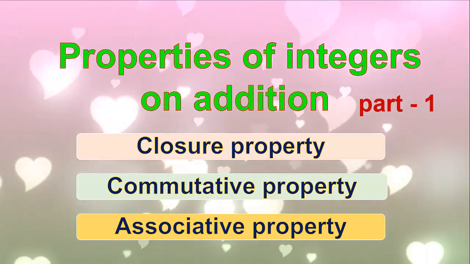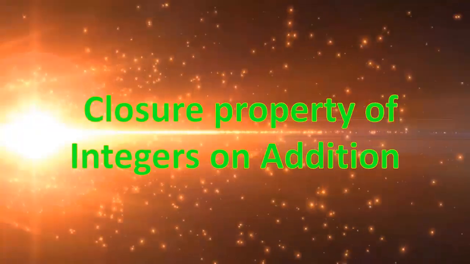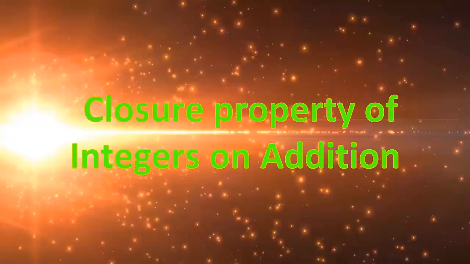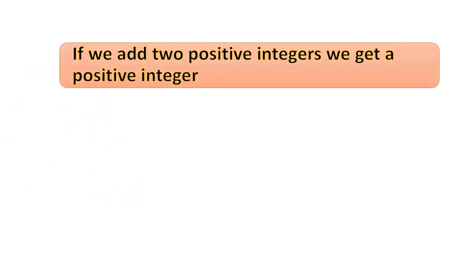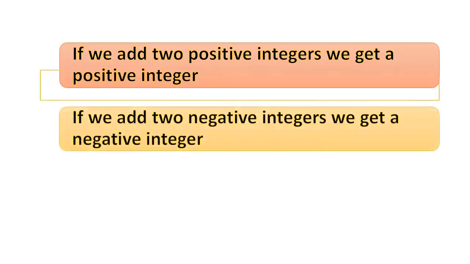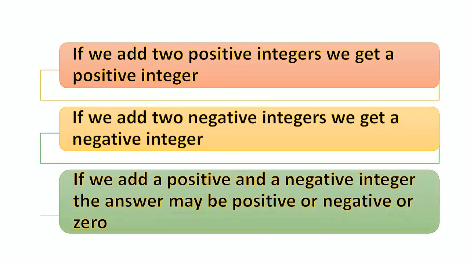Dear children, we are going to see about properties of integers. Now let us see closure property of integers on addition. If we add two positive integers, we get a positive integer. If we add two negative integers, we get a negative integer. If we add a positive and negative integer, the answer may be positive or negative or 0.